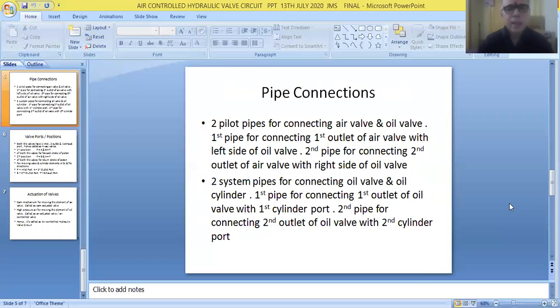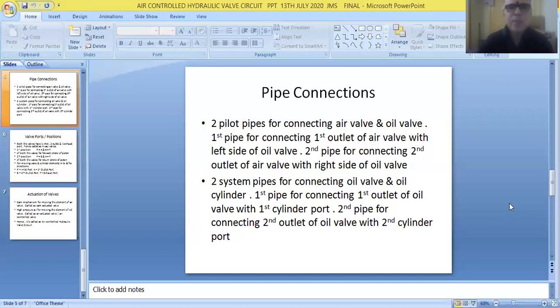So friends, we have seen the pipe connections, the arrangement of pipelines made in between the various components. So two pipelines for connecting air valve and oil valve. First pipeline for connecting first outlet of the air valve with the left hand side of the oil valve, and similarly second pipeline for connecting second outlet of the air valve with the right side of the oil valve. So they are called pilot pipelines.